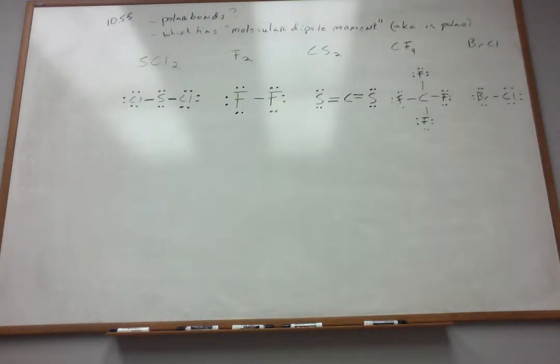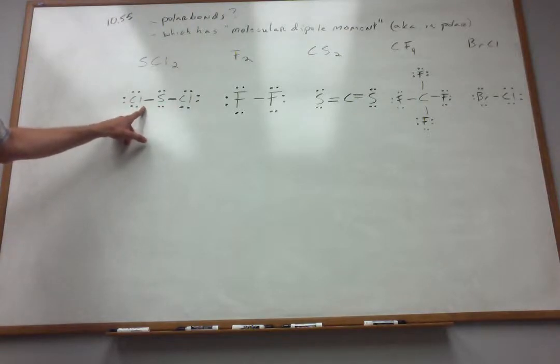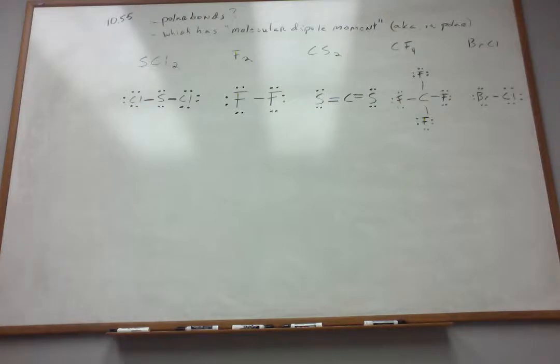The next thing we need to do is assess whether polar bonds are present. We have 2 bonds, one here and one here. Central sulfur to chlorine in both cases. We know that sulfur and chlorine have differences in electronegativity, so we would say that this bond perhaps is a little bit polar, okay? So you might say that there's a bond polarity present here, okay?